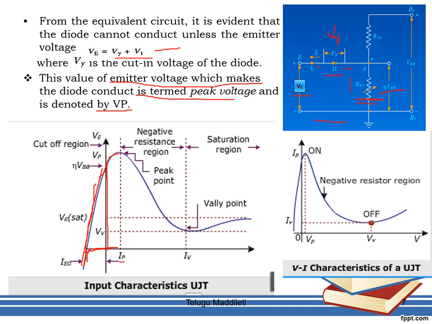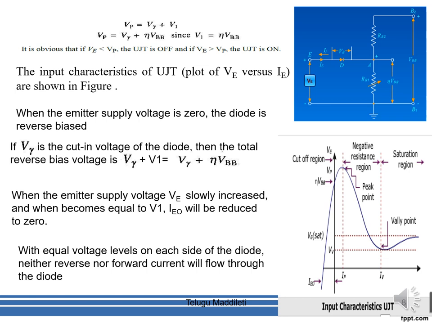Then further, if you increase this emitter voltage, what happens? It exceeds the total reverse bias voltage V gamma plus V1. Then the diode starts conducting. When it reaches a point called the peak point, where the peak point voltage is equivalent to V gamma plus V1, the diode starts conducting. When conducting, there will be some current flowing from the anode to the cathode region. This is the peak current, represented by IP, and it is the peak current corresponding to the peak voltage. So Vp is equivalent to V gamma plus V1, which is equivalent to eta VBB.